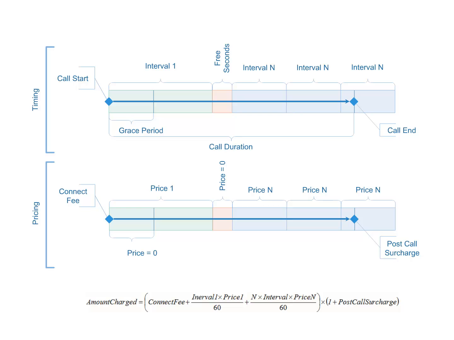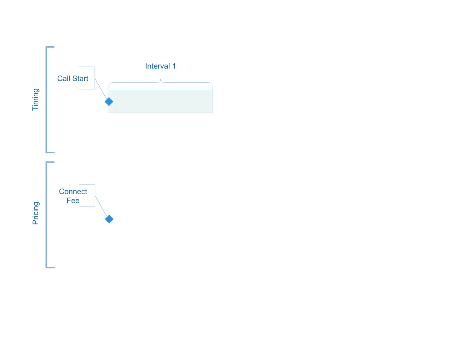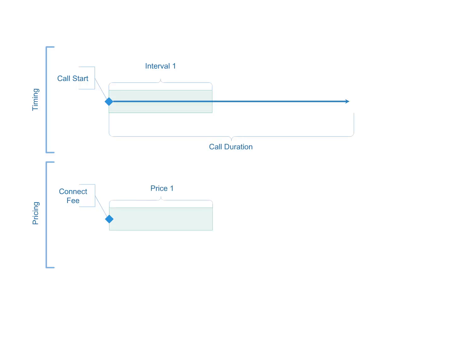If you are comfortable with this chart and understand the respective formula of amount charged well, you may skip the rest of this tutorial. Otherwise, let's review it piece by piece. Once a call is connected, the system starts counting the interval 1. The call will be respectively charged a connect fee and price 1.